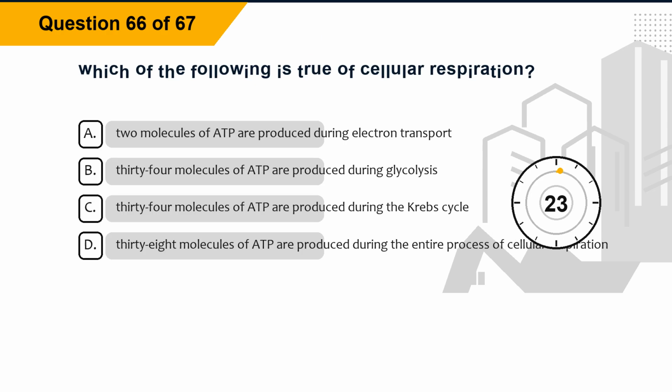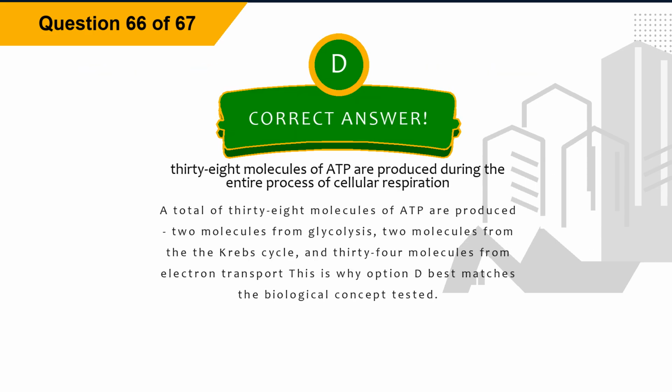Question 66. Which of the following is true of cellular respiration? Option A, 2 molecules of ADP are produced during electron transport. Option B, 34 molecules of ADP are produced during glycolysis. Option C, 34 molecules of ATP are produced during the Krebs cycle. Option D, 38 molecules of ATP are produced during the entire process of cellular respiration. The correct answer is option D, 38 molecules of ATP are produced during the entire process of cellular respiration.